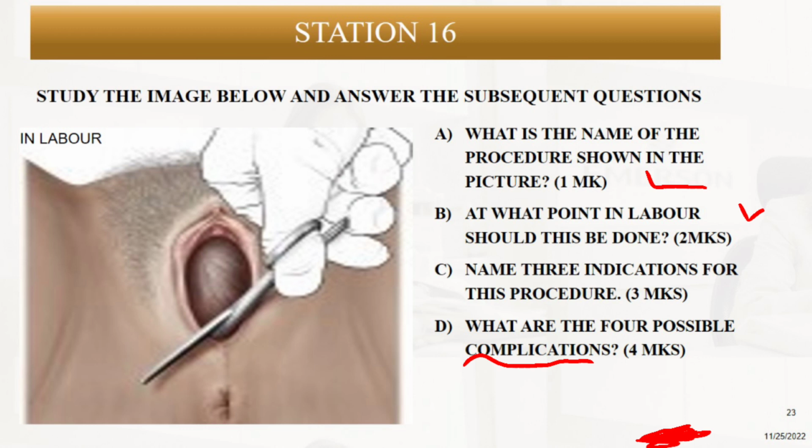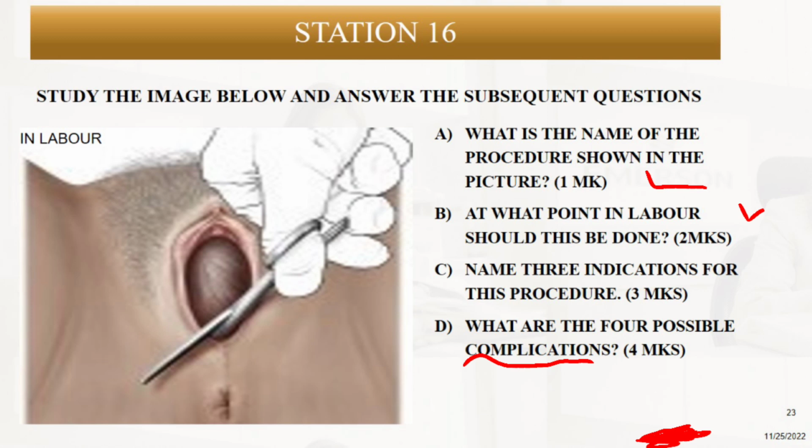Then, at what point in labor should this be done? The right time to do this procedure is during or at crowning, when there is bulging of the thinned perineum, when the head is about 3 to 4 centimeters. That's when you do this procedure.